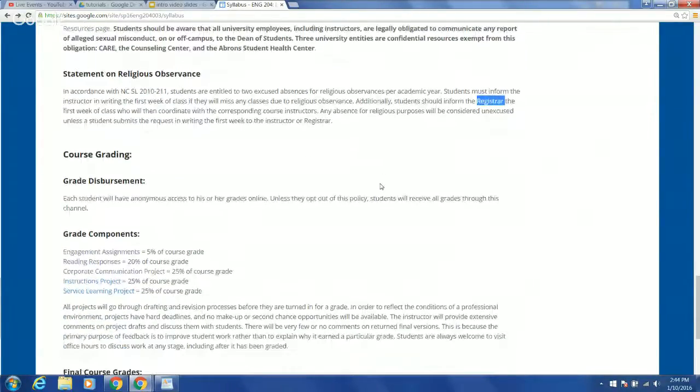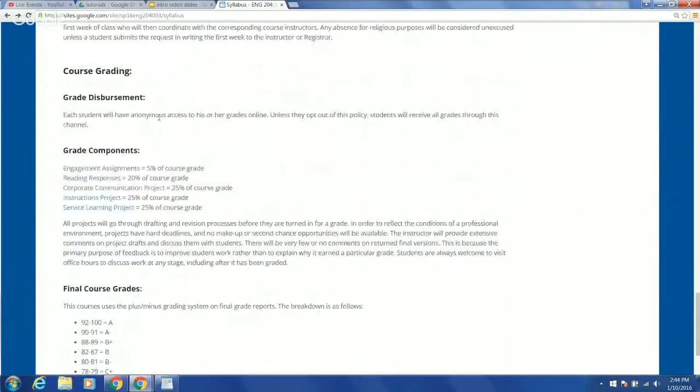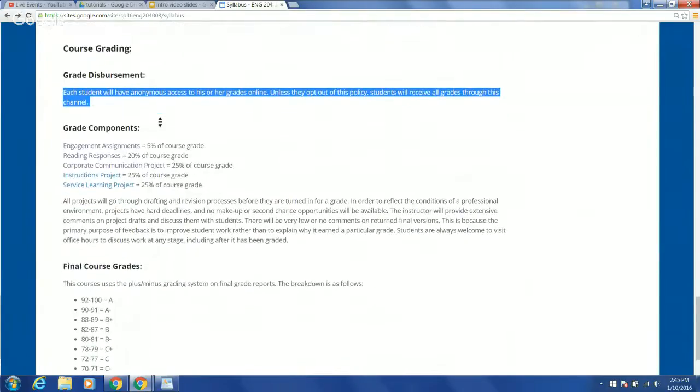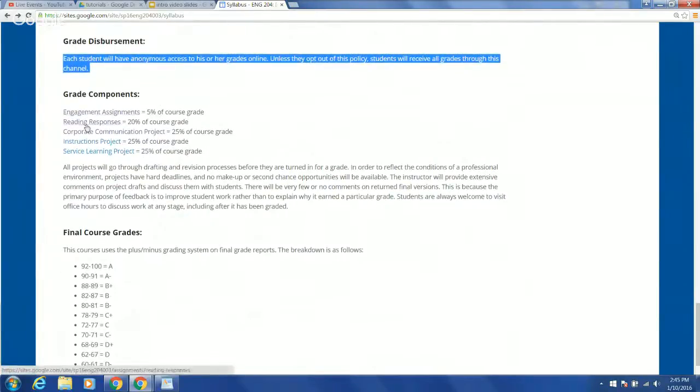The last things that pertain to grading, as I mentioned, by default, we get anonymous access to our grades online. You can opt out of that through the course contract. You just have to initial and it'll opt out there. The grade components, and this is all of it, adds up to 100.